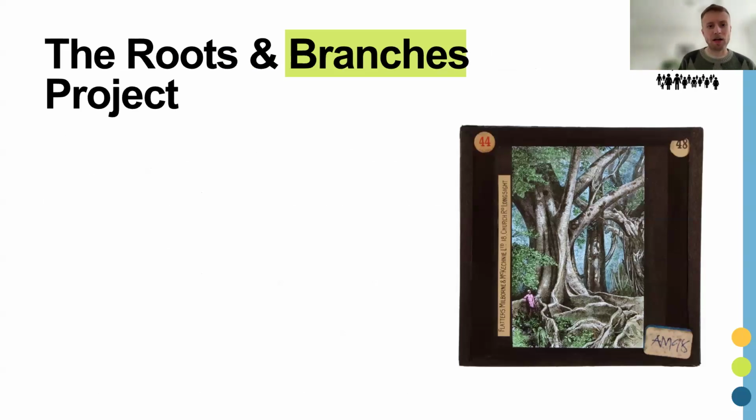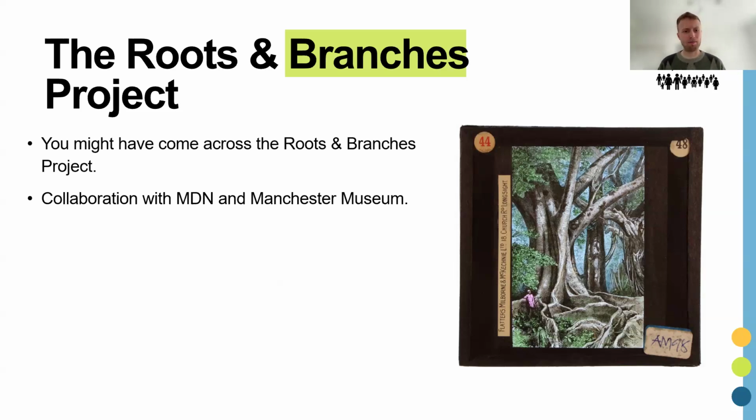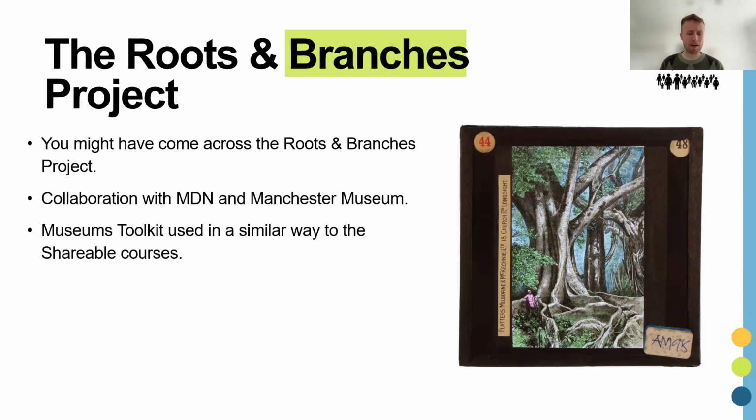So I now just want to mention a project called the Roots and Branches Project, which you might have heard of if you work with museums and galleries. The Roots and Branches project is an ongoing collaboration with Museum Development North, Manchester Museum, and the Carbon Literacy Project that had a couple of aims. One of them was to create an environmental and social co-working hub at Manchester Museum.